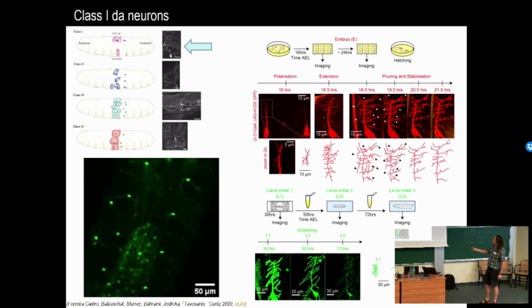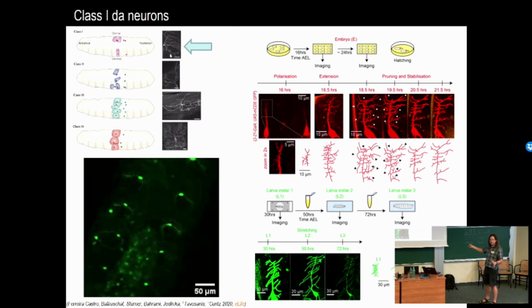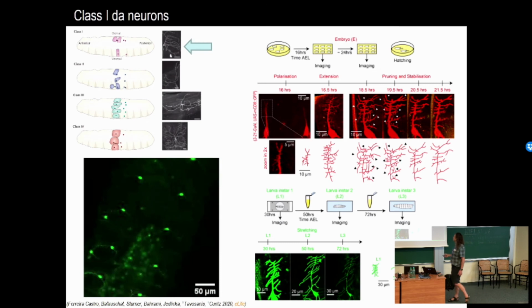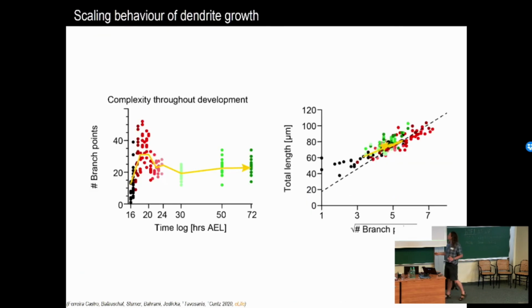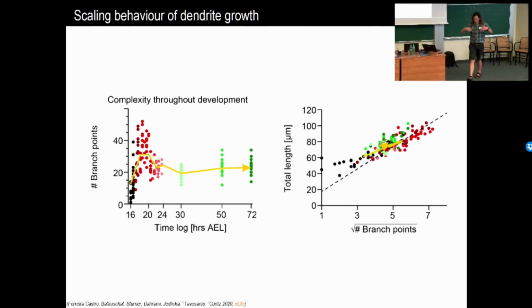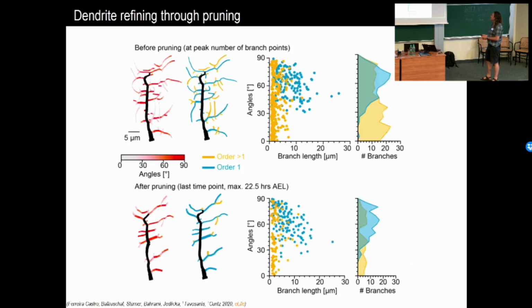And there is an outgrowth, but then there is a pruning. And this pruning seems to be dependent on the function. I have to keep it short, but basically you can see there are these stages, so obviously different programs that happen. And throughout, even though there is a pruning, we remain on the scaling law to be optimally wired at all times.